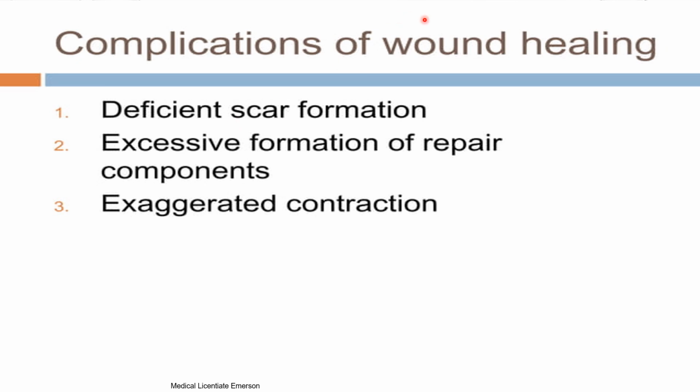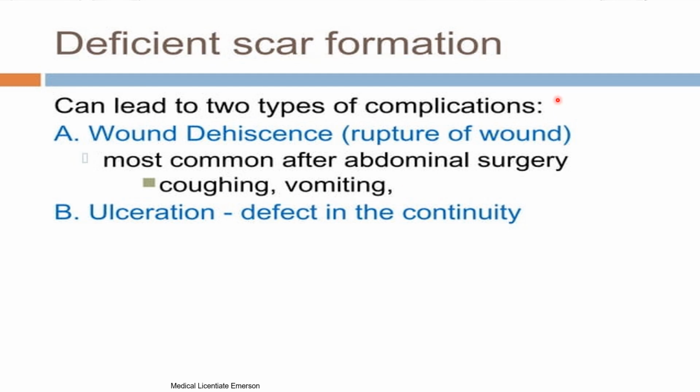Okay, then complications of wound healing can have a deficient scar formation, excessive formation of repair components, and also exaggerated contraction. Deficient scar formation can lead to two types of complications. Sometimes it can lead to wound dehiscence, where there's rupture of the wound, and it's most common after abdominal surgery. When you're coughing or vomiting, especially coughing, you increase intra-abdominal pressure, which might rupture the wound. Then the other complication is ulceration, especially if there's a defect in the continuity.